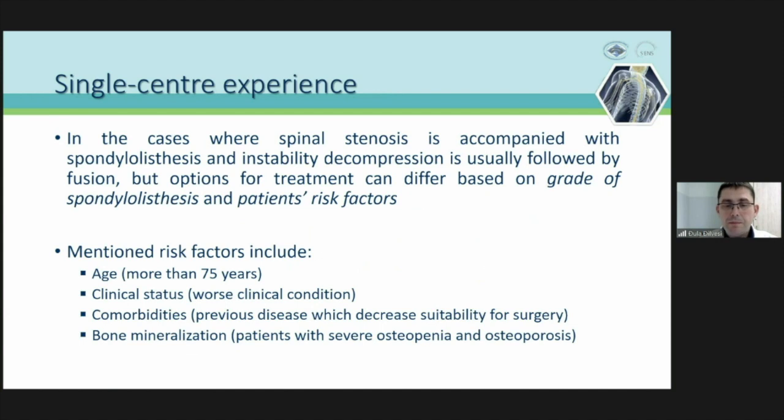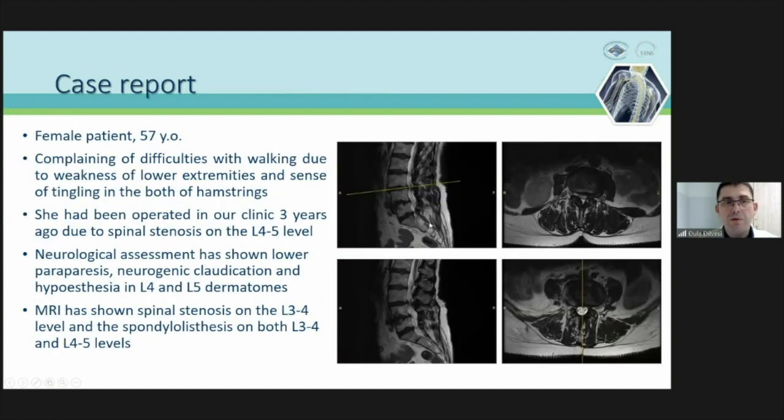In cases where spinal stenosis is accompanied by spondylolisthesis and instability, decompression is usually followed by fusion, but options for treatment can differ based on the grade of spondylolisthesis and patient risk factors. Mentioned risk factors include the patient's age, clinical status, comorbidities, or bone mineralization.